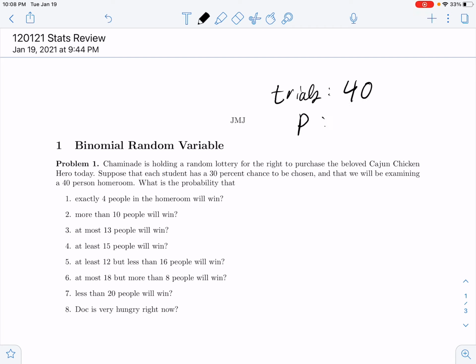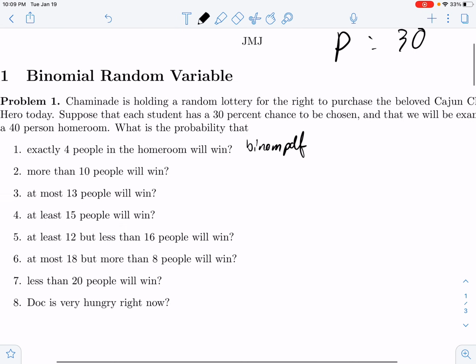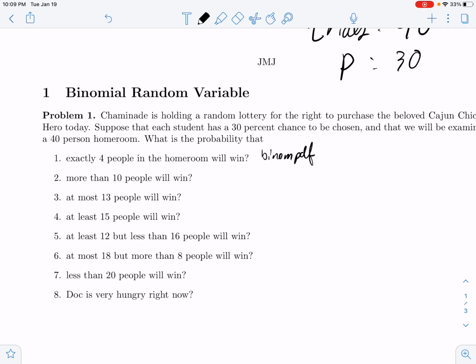P is 30. Okay? And for each of these, we're going to write down whether we need binom PDF or binom CDF, and what our X value will be. So for exactly 4 people in the homeroom, this is binom PDF. Anytime you need exactly a number, it's always binom PDF. And then our X value is going to be 4.